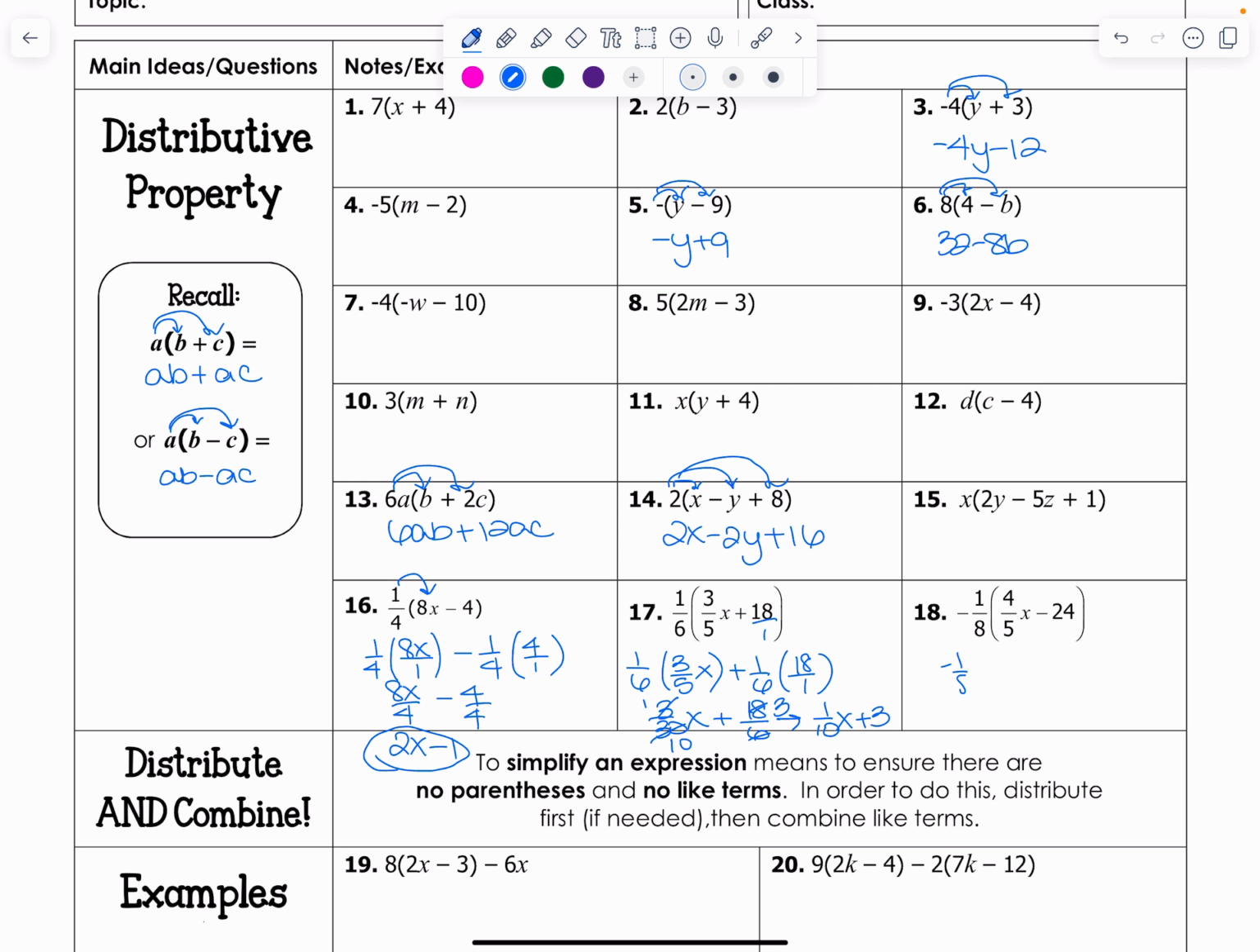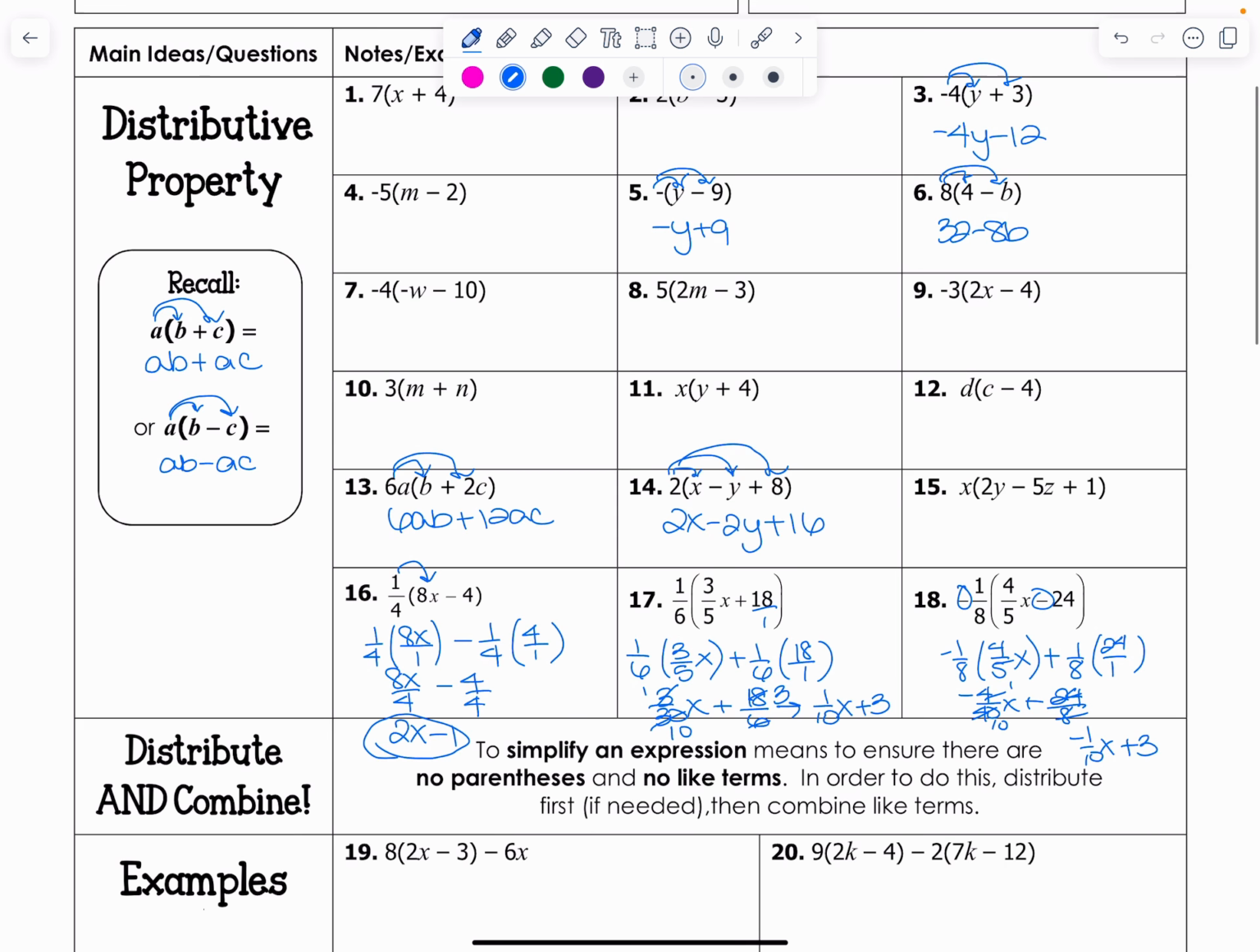Again, I have a -1/8 times a -4/5 x, and a negative and a negative make a positive, right? So these two negatives make a positive 1/8 times -24 over 1. So that gives me a 4 over 40x minus 24 over 8. 4 over 40 reduces to 1 over 10, so this is 1/10 x. And 24 and 8 go in evenly into a positive 3.